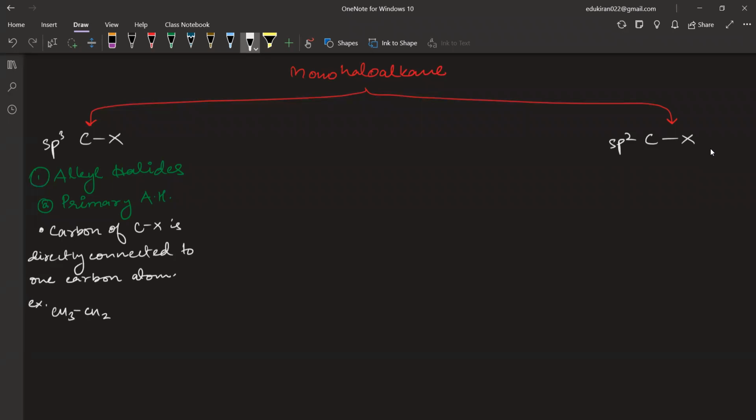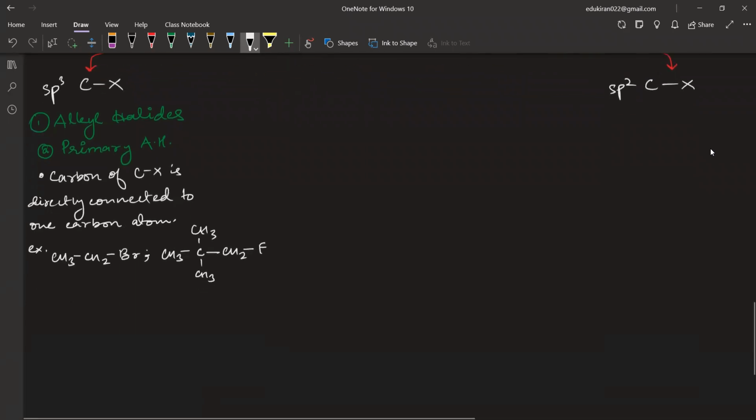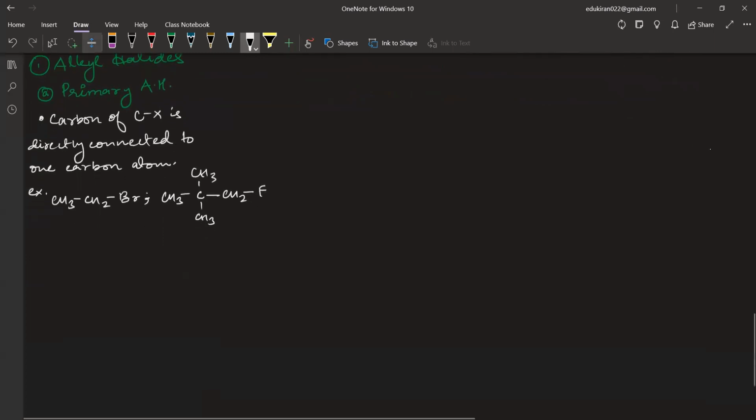Okay, so you can write some examples. CH3CH2Br. Another example, listen to this example very carefully. CH3, you have a carbon. This carbon is connected to three carbons. But then it is connected to CH2, which is further connected to fluorine. So this is also a primary alkyl halide.